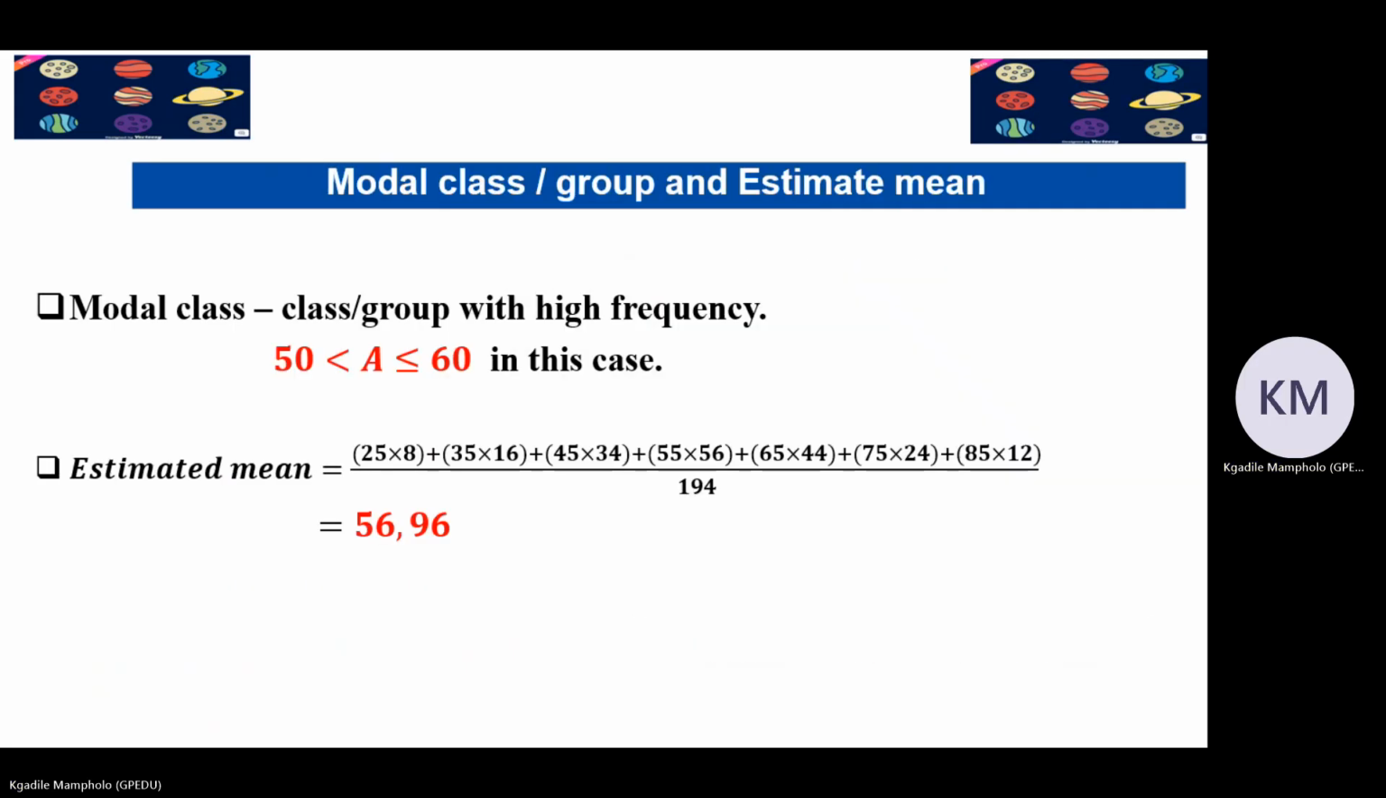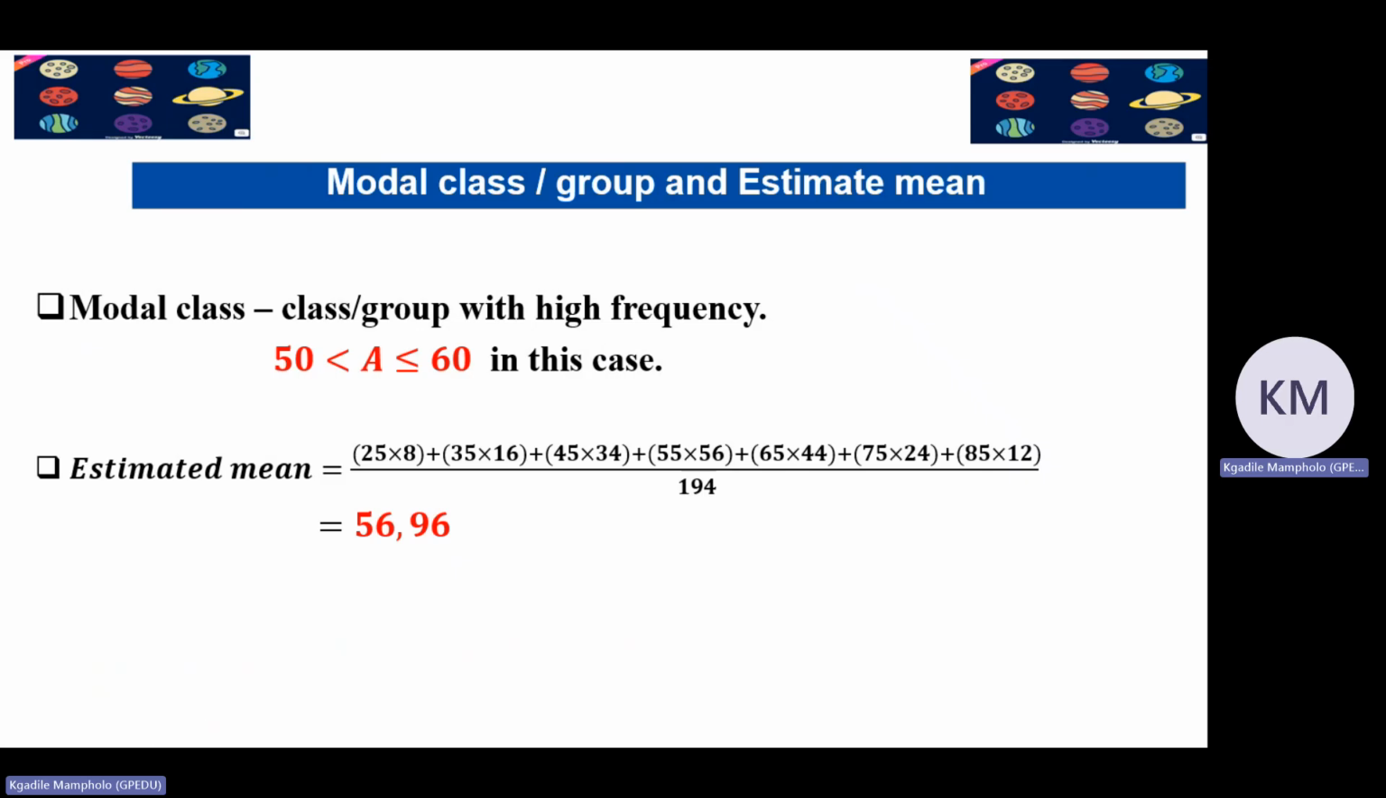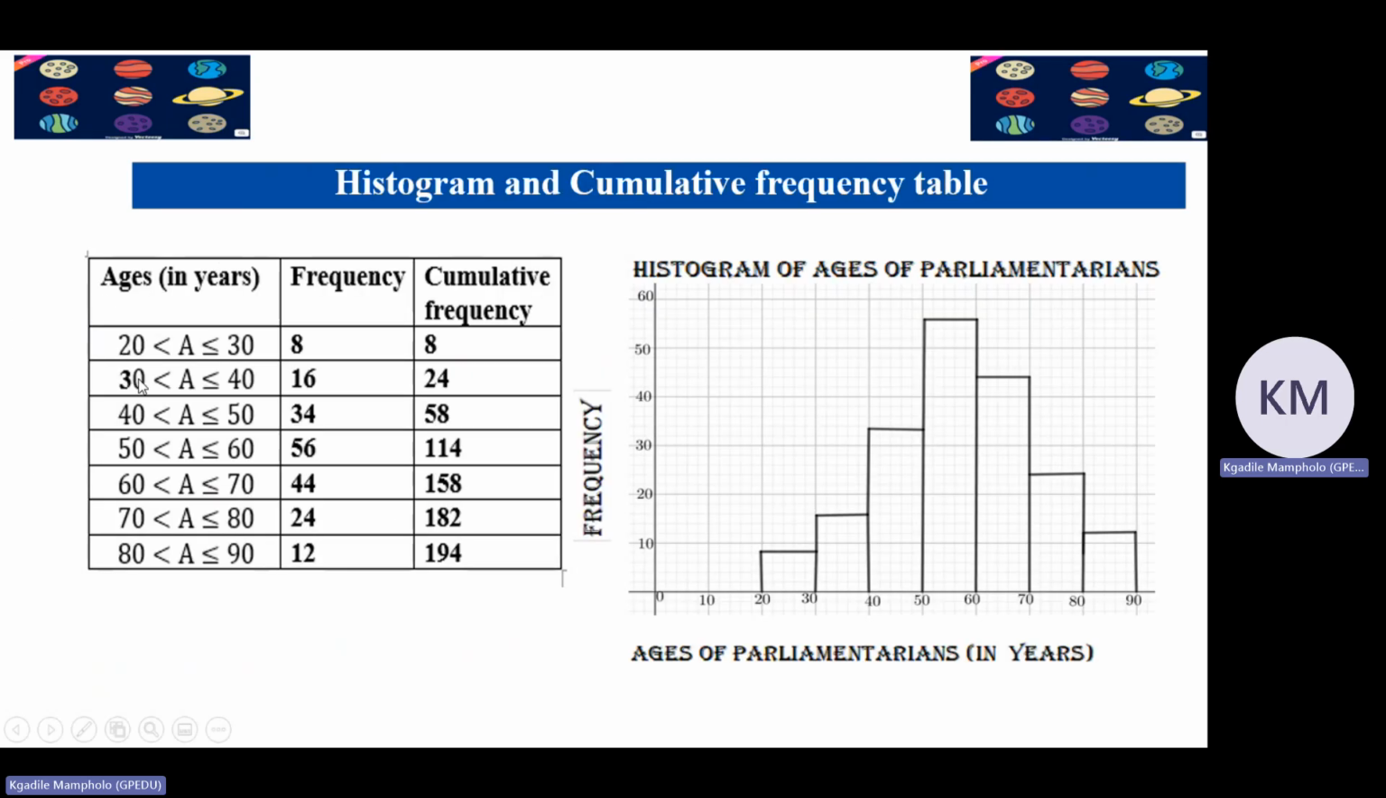Now, in a continuous data, we don't have the exact mean or the actual mean. We have the estimated mean. How do you do that? First, you find the midpoint. Say 20 plus 30, which is 50 divided by 2. Then it's 25. Then say 25 times frequency. That is why we have 25 times 8. So the next one, say 30 plus 40, 70 divided by 2 is 35. So you say 35 times the frequency, which is the 16.